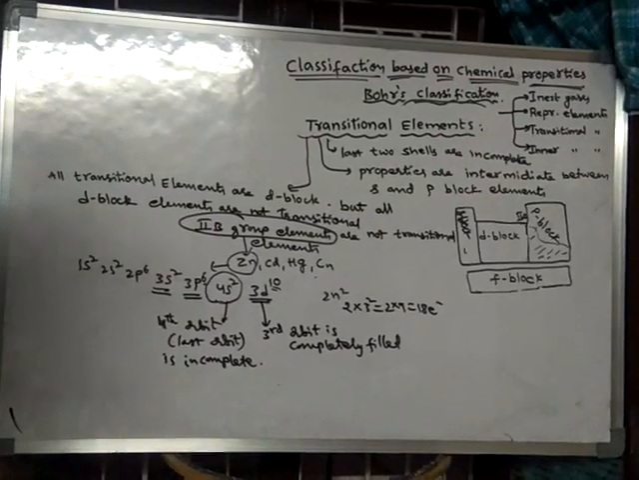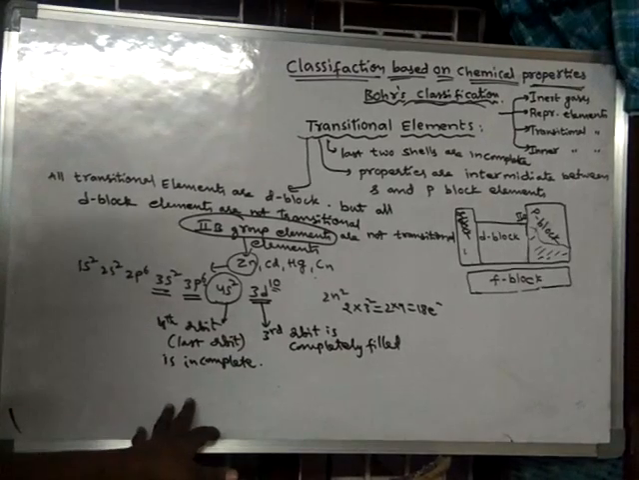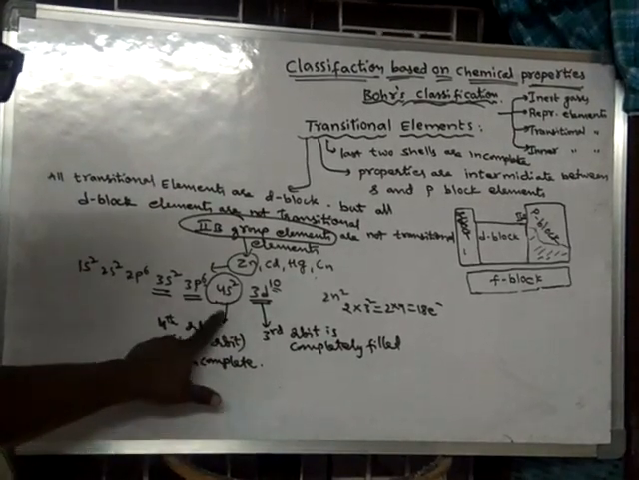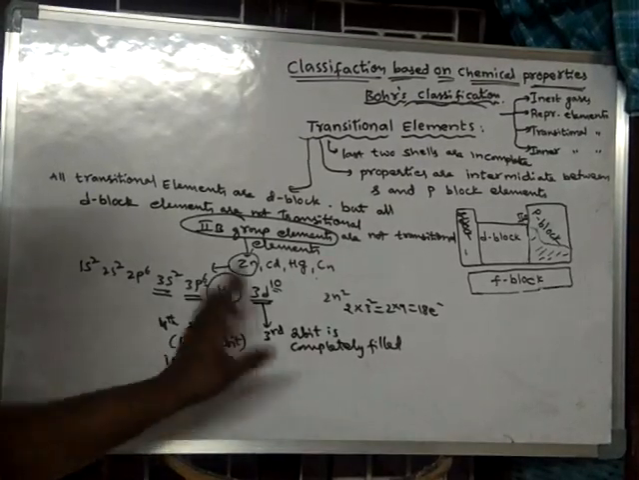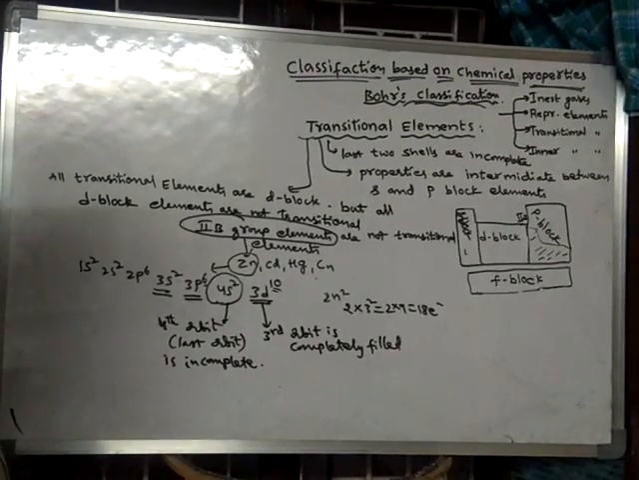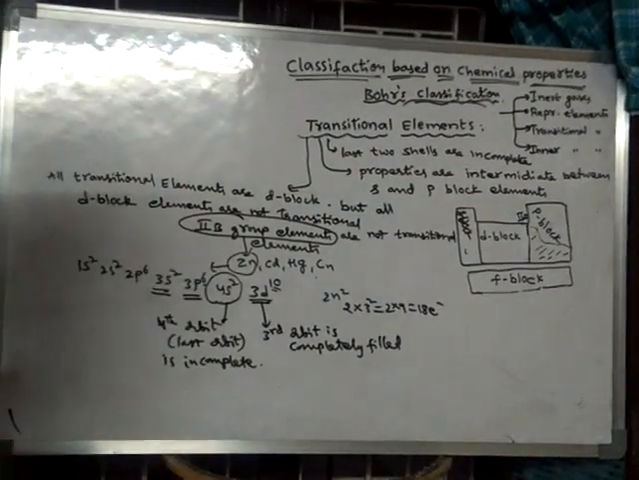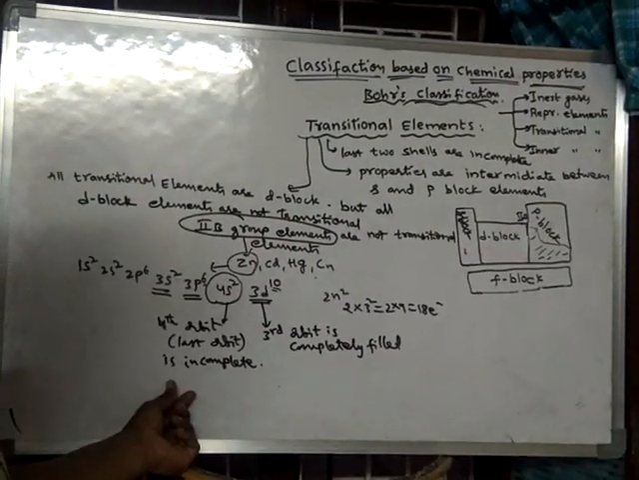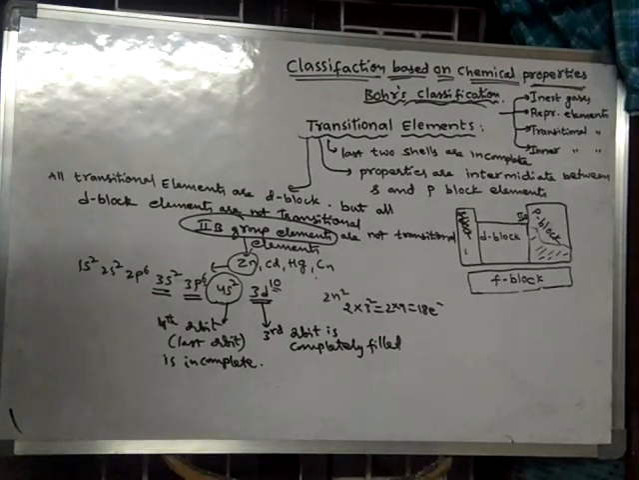So how many incompletely filled orbitals are there? Only one incompletely filled orbital is there. All other orbitals are completely filled. But transitional elements means the last 2 shells are incomplete. Here there is only 1 shell incomplete. So that is why zinc is not treated as a transitional element.